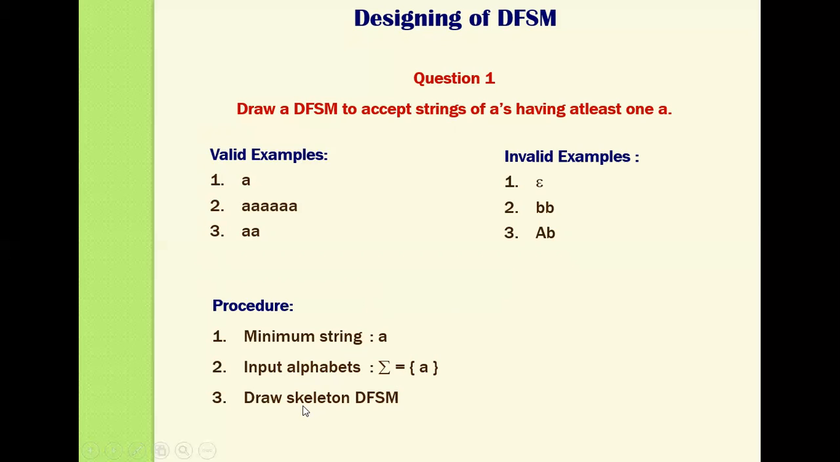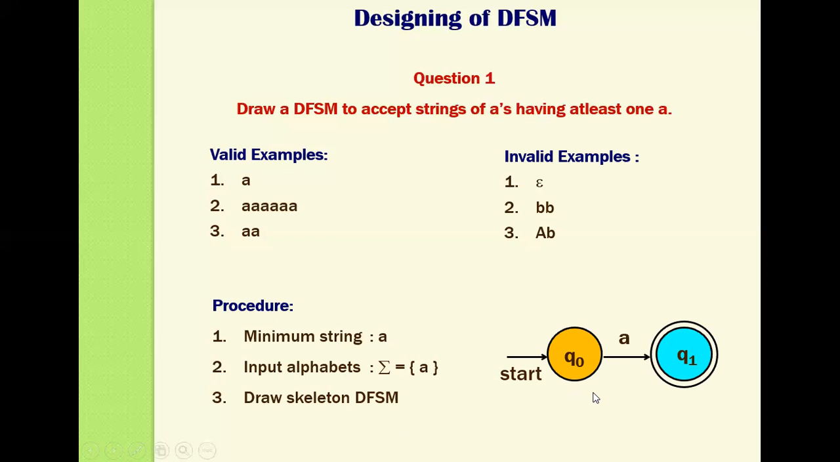Now we need to draw the skeleton DFSM. Skeleton DFSM means we will have one start state, and then according to whatever input is given, we need to reach the final state. So how do you write that? According to this one, once I read 1A, it should reach the final state. So I will begin with the start state. Upon reading A, I will reach the final state. It's a very simple thing that we have here. So this is what we call the skeleton DFSM.